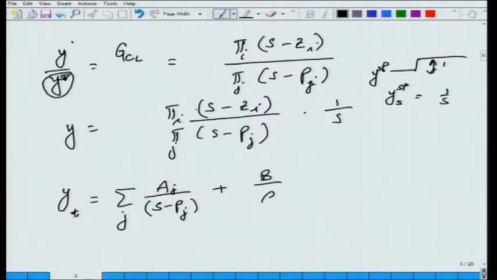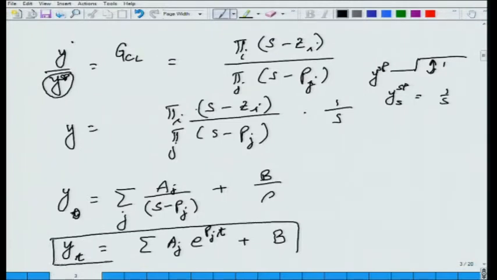And so, this is Y(s) separated into partial fractions. Using partial fractions you can get this, and when you take the inverse Laplace transform, y(t) will actually be equal to the summation of a_j e to the power p_j t, plus b, because the inverse Laplace transform of 1 over s is 1. Okay. So, therefore, you get this as the dynamic response of this closed loop system to a step change in the set point.